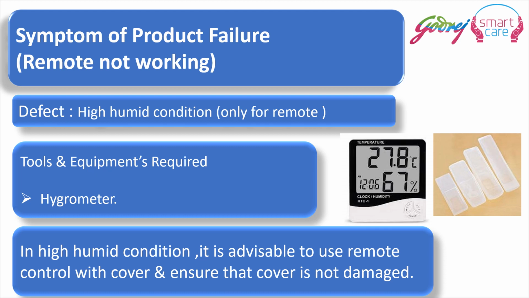We can check the humidity with a humidity meter. We have integral temperature and humidity meters which are easily available. The humidity should not be more than 65% for proper working of the remote. Otherwise, the remote has to be properly shrouded by putting it inside some plastic cover.